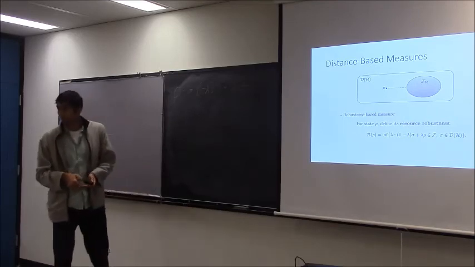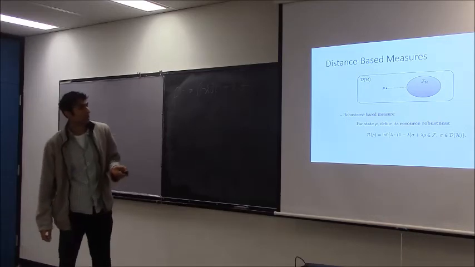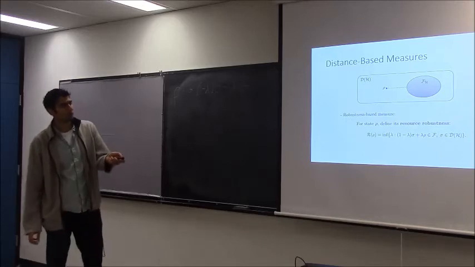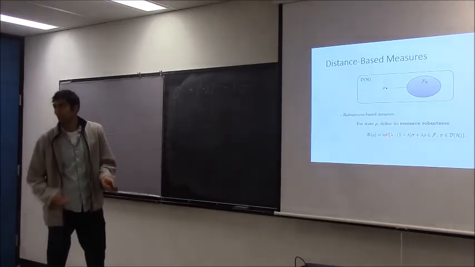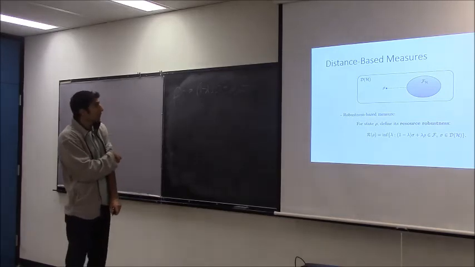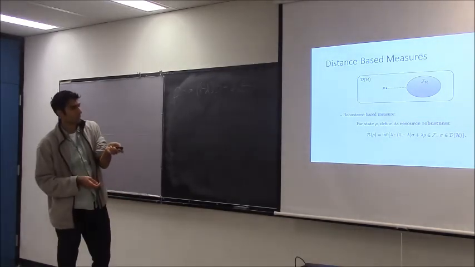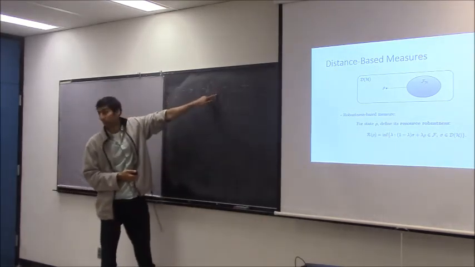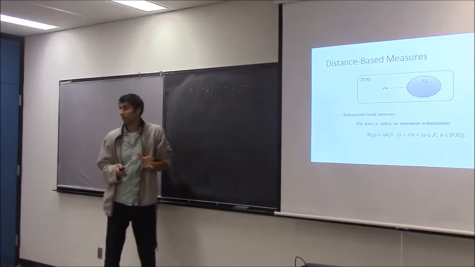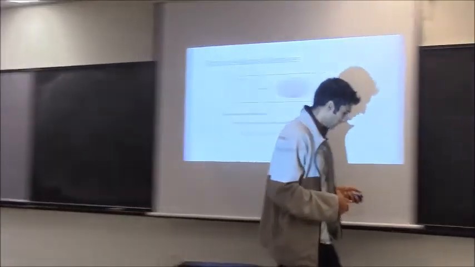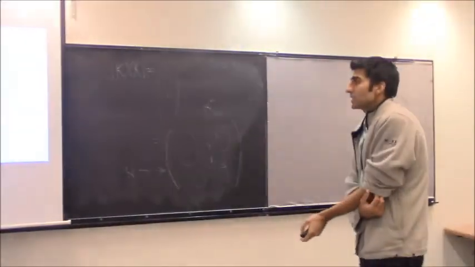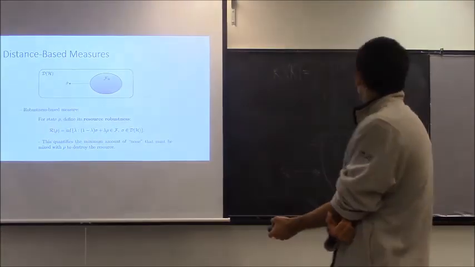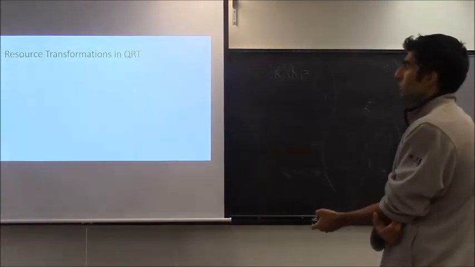So this is a minimum over lambda and sigma? Yes, both. But the measure itself is just lambda. When lambda is 0, then rho itself is free, so I don't need to mix it with anything because I'm already in the set. So this is a robustness measure, and it quantifies the minimum amount of noise that must be mixed with rho to destroy the resource. All right, I'm just going to move on.